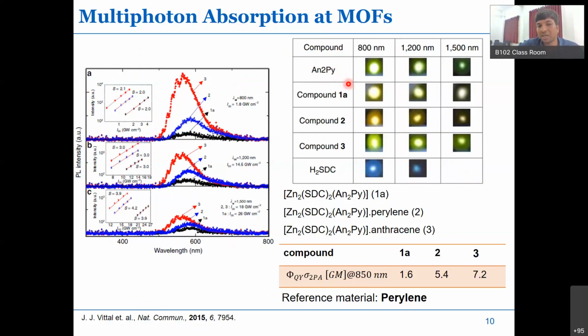Okay, the same goes for the anthracene dipedal system, where you see 4 photon is decently active, but as you go to 1500 nanometers, which is 4 photon, it is very weakly active. Okay.